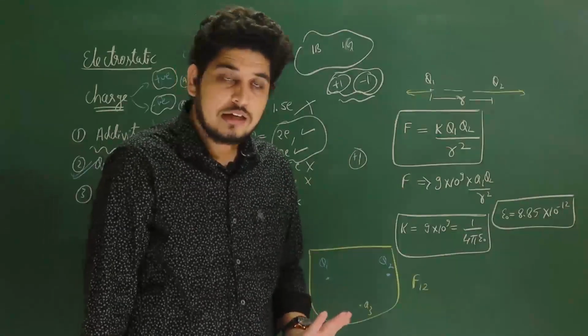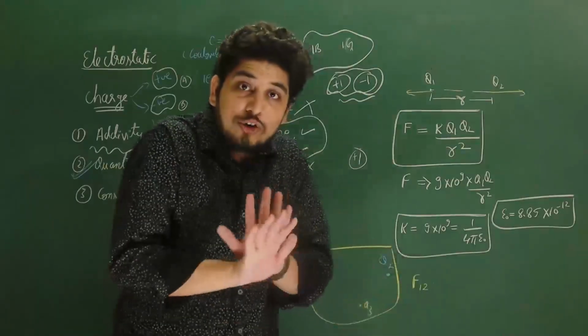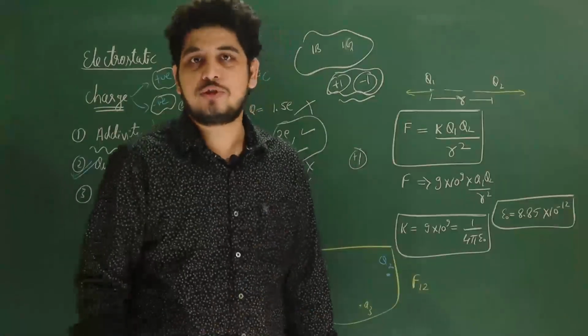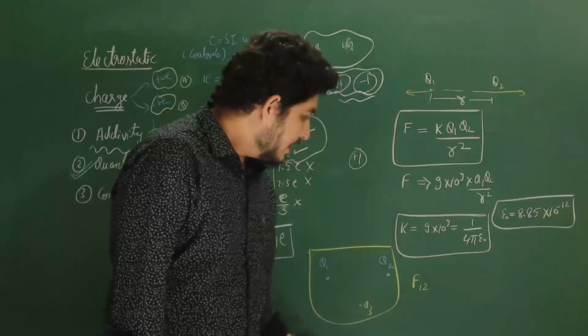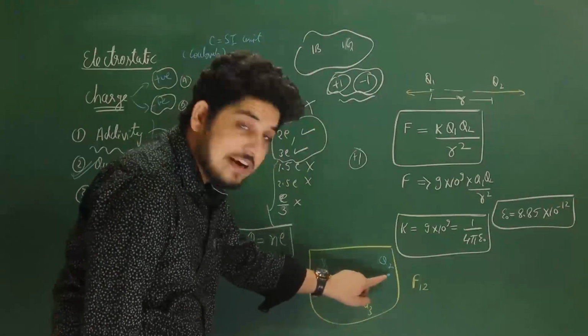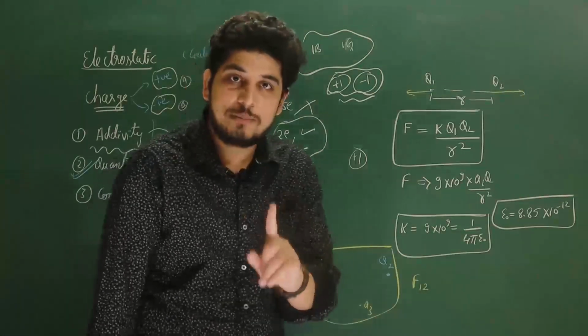Force on 1 due to Q2 will not be affected by Q3. It is a very important property, the superposition of charges, or superposition principle, sorry. We can also say that the force on Q3 will be the vector sum of the force by Q2 and the force by Q1.